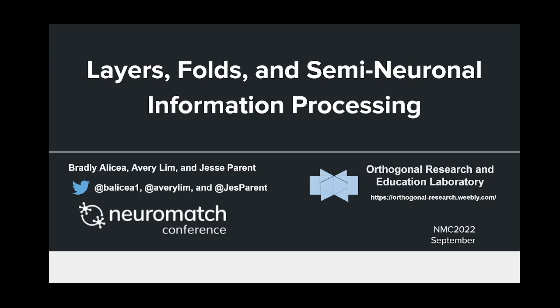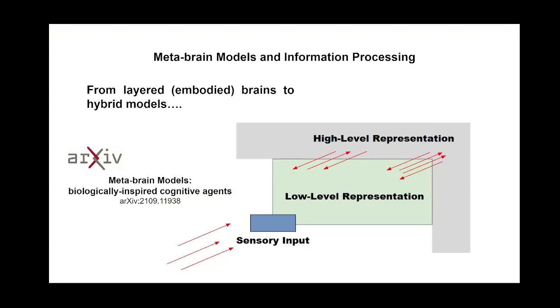The title of this talk is Layers, Folds, and Semi-Neuronal Information Processing. We start with something called a metabrain model, and we have an archive preprint on this. The idea is to have a model that's embodied, but also has these different layers of representational complexity. So you can have a low-level representation like a neural network and a higher-level representation like a symbolic model. These are similar to neurosymbolic models, but they're embodied.